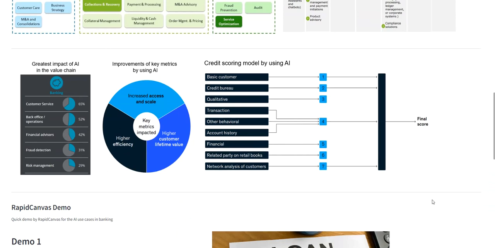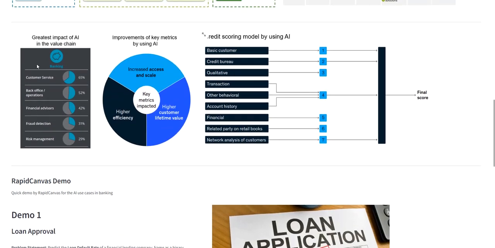which we provide. And the greatest impact of AI in the value chain is in your customer service, right? You can say traditional AI is used in sales and marketing, but AI with a large language model, which is a ChatGPT-like chatbot, will help your customer service, and it also helps you do all the automation, right? In the back office and operations.